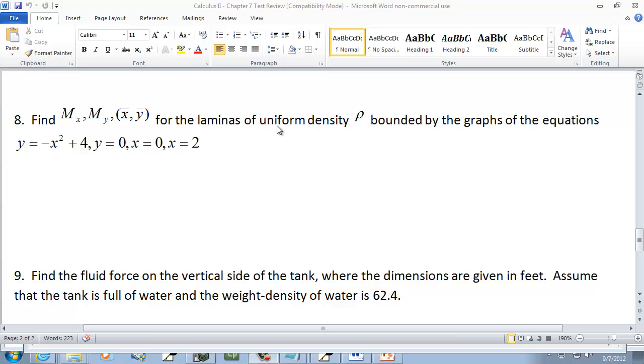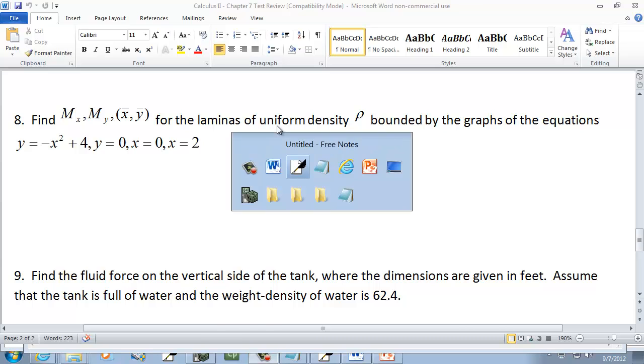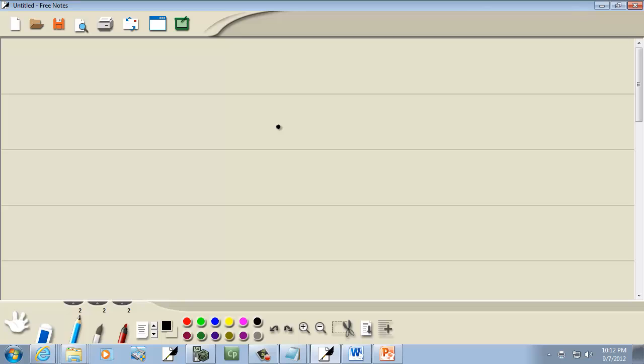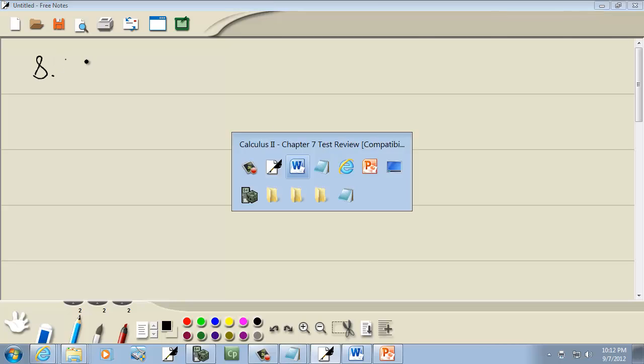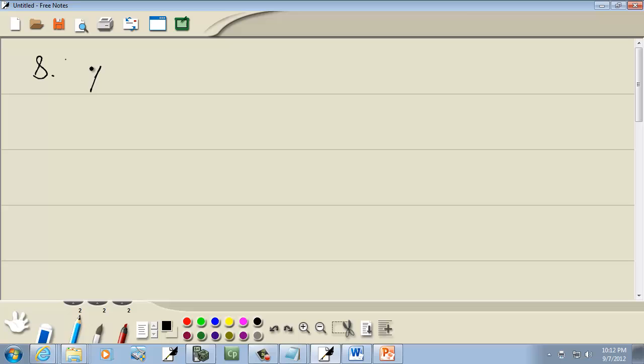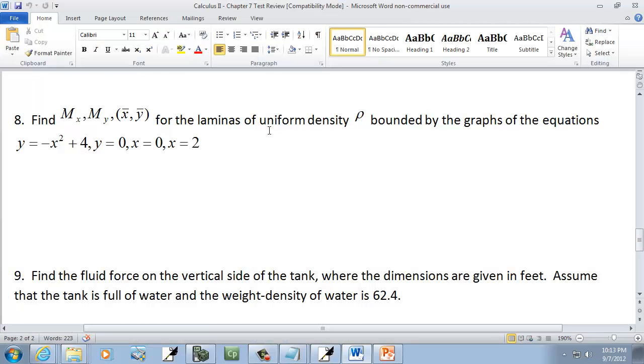Let's take a look at number 8. We have y is equal to negative x squared plus 4, and y is equal to 0, x is equal to 0, and x is equal to 2. Okay, bounded by the graphs of these.